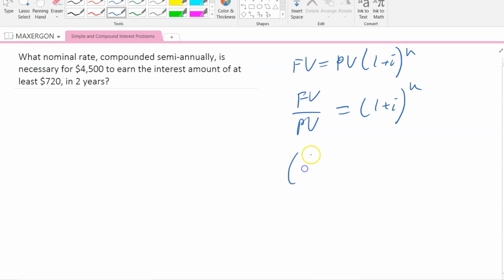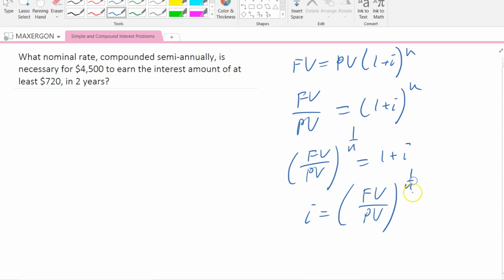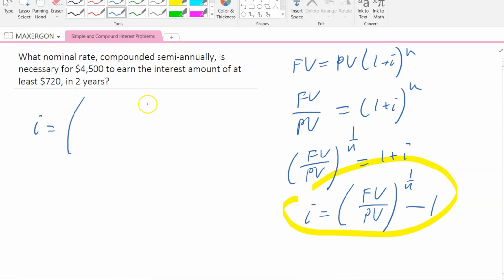We'll just find exponent, future value divided by present value, 1 over n equals to 1 plus I. From here we have I, which is future value divided by present value, to the power 1 over n, minus 1. And that's the formula for periodic rate that we will be using to solve this problem. So here we substitute values into this formula.